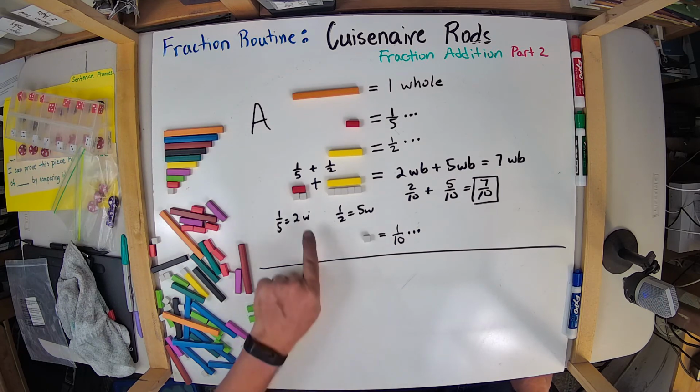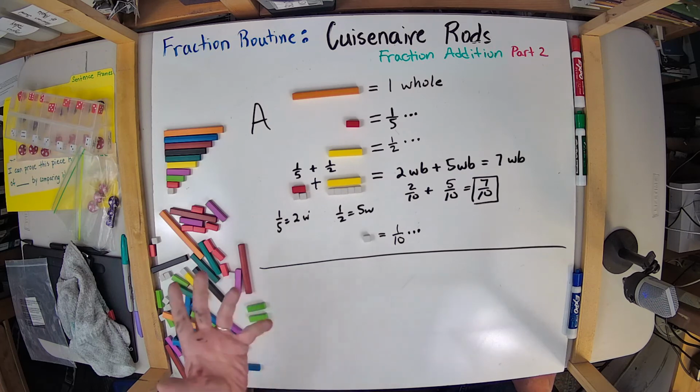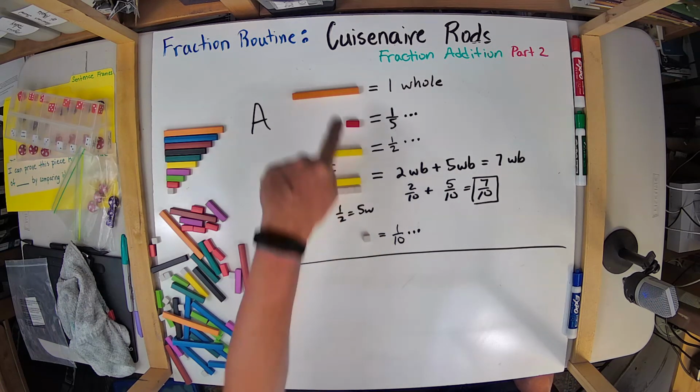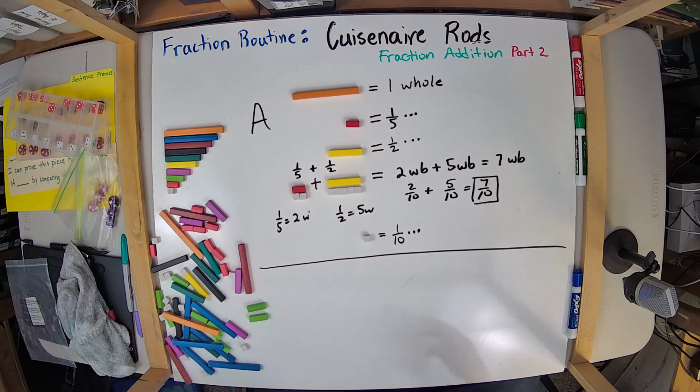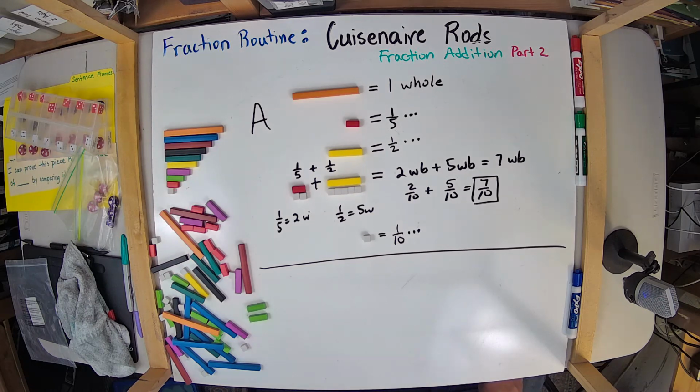And what I have to say is, oh, it's 2 white blocks plus 5 white blocks. But then what the heck is a white block? Oh, I know how to find what a white block is, the fractional value of 1/10. And now you see why we've put so much time into determining what fractional values are.